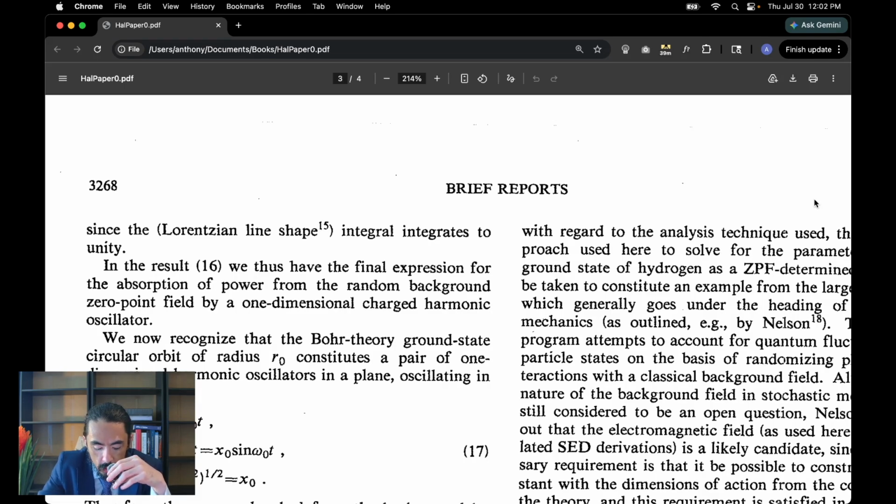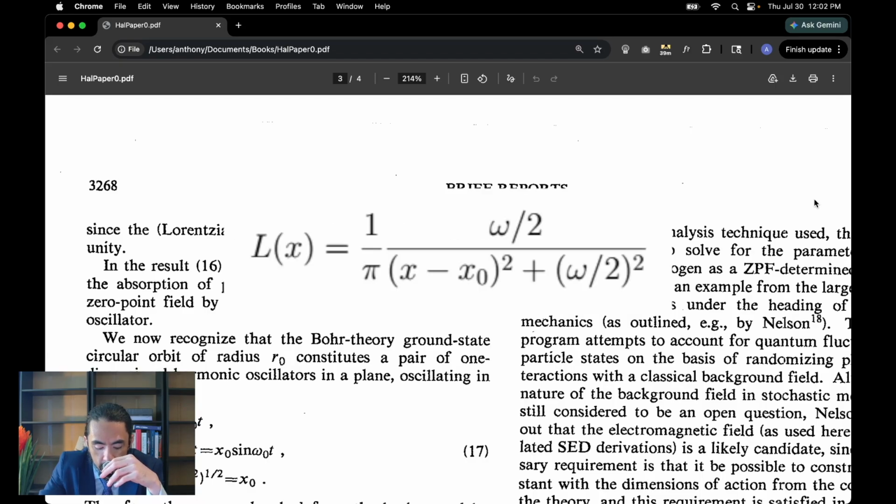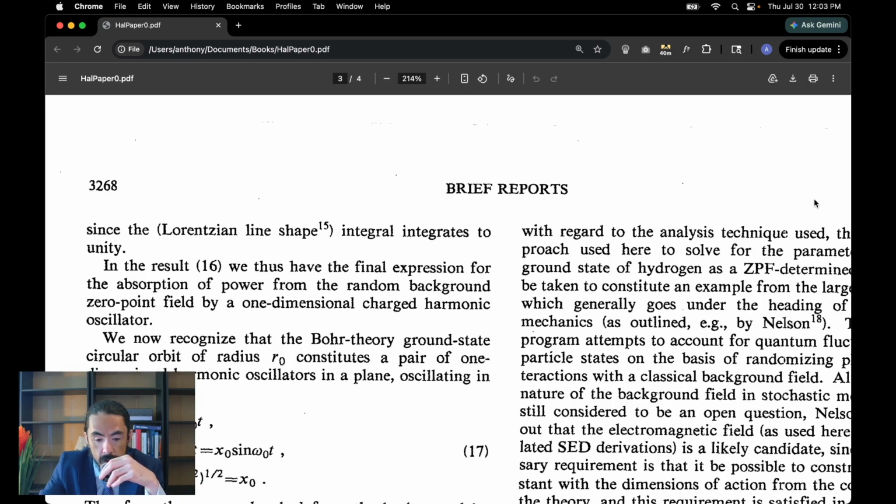The Lorentzian line is, I guess, the natural or homogeneous broadening of spectral lines. This quantity is formally given by L(x) equals 1/π times a fraction with the numerator of Ω/2 over a denominator of (x − x₀)² + (Ω/2)², where x₀ is the center or peak position and Ω is the full width at half maximum, and x could be frequency, wavelength, or energy. So yes, the integral integrates to unity.